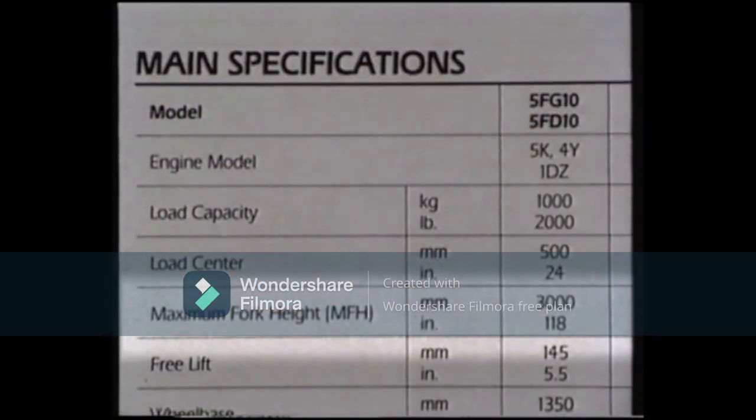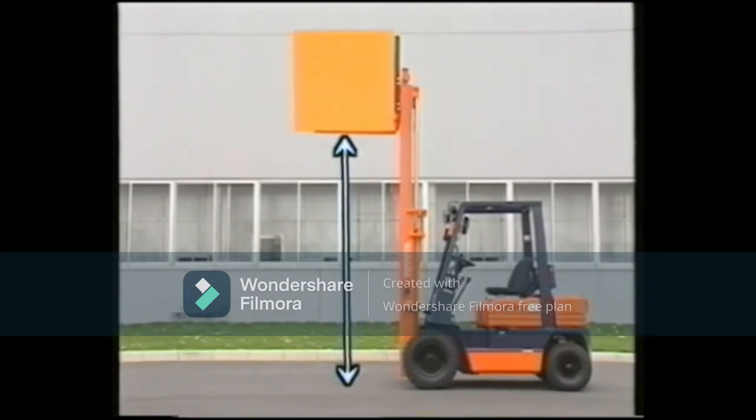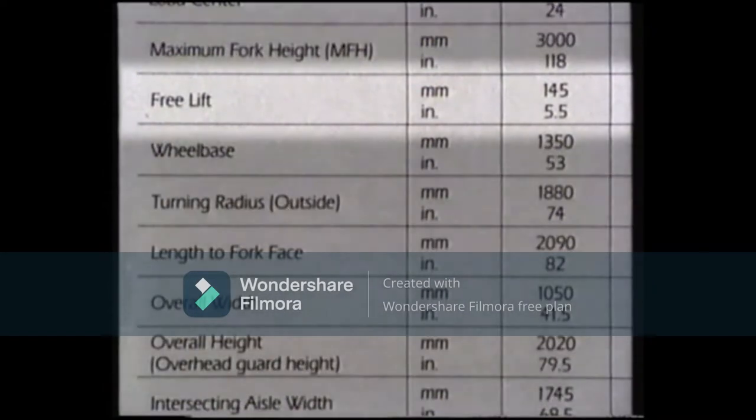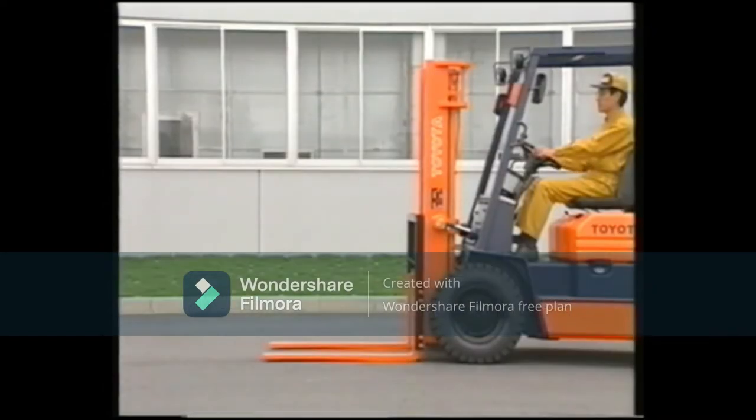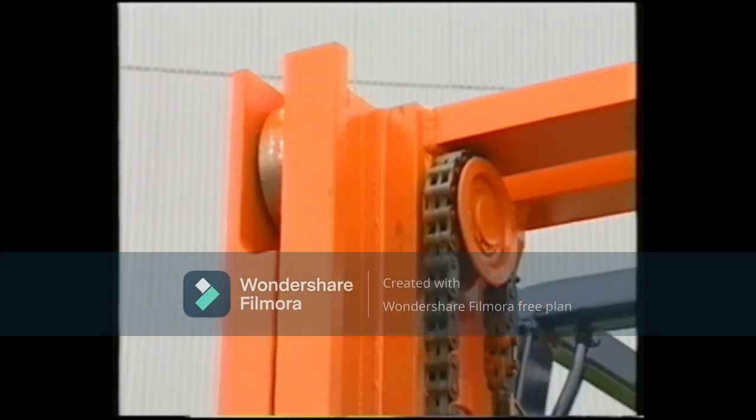Maximum fork height shows the vertical distance from the ground level to the upper side of the fork when the fork is in the fully raised position carrying the load with the mast in the upright position. Free lift shows the maximum height the fork can be raised from the ground with the mast in the upright position without changing the mast height.